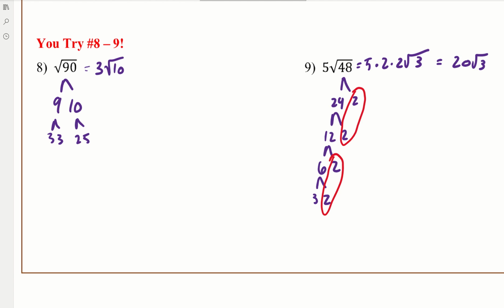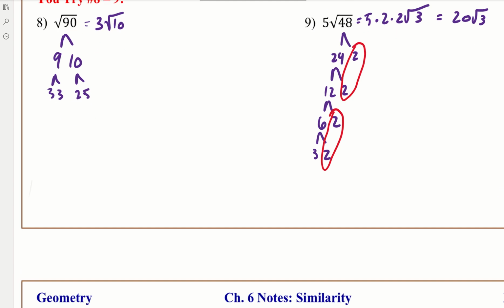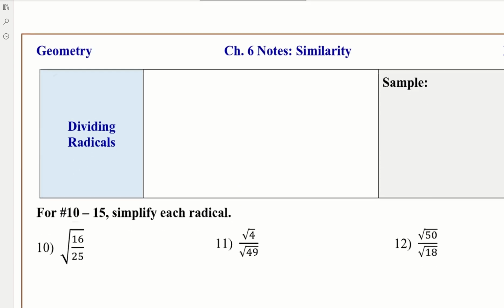Okay, so 9 and 10, we already did square root of 90 in an example earlier, but it should be 3 square roots of 10. And number 9, after you simplify it through, should be 20 square root of 3. Again, questions, direct them to your peer tutor or your teacher.